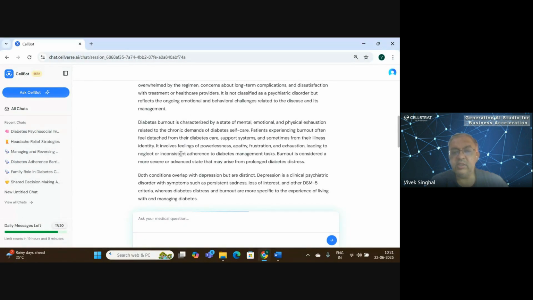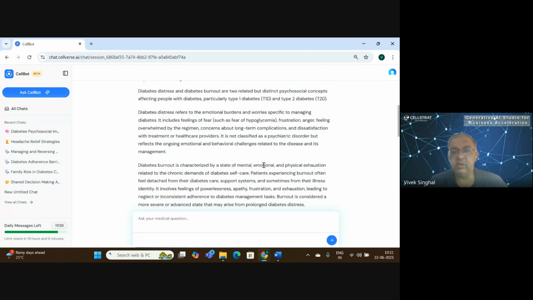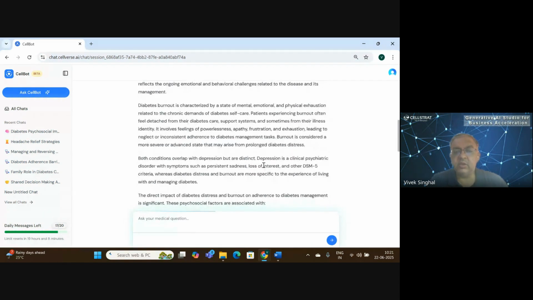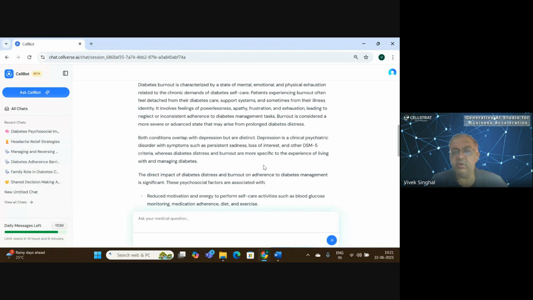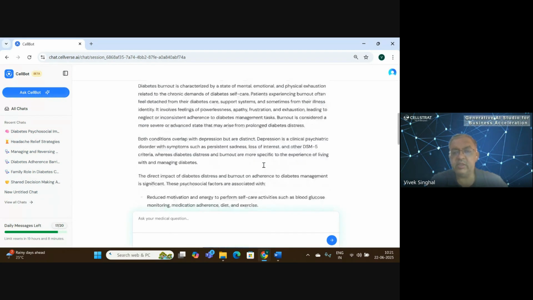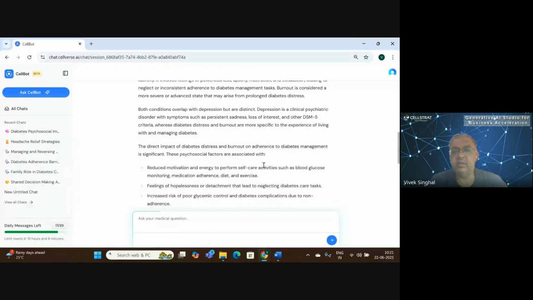So burnout is a more severe state that may arise from prolonged diabetes distress, right? Distress is an initial emotional challenge, and burnout is when they get truly exhausted. In both these cases, the risk is they will let go of the management protocol and lead to diabetes escalation problems. So depression, it can lead to depression. They both don't qualify as depression, but it can lead to mental depression, which needs psychiatric intervention then, right?